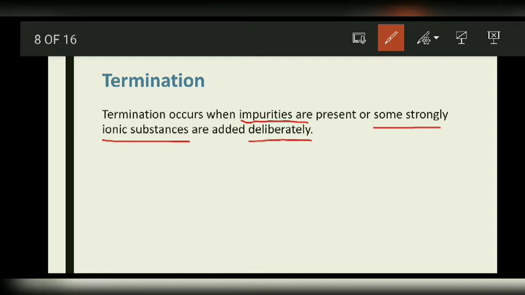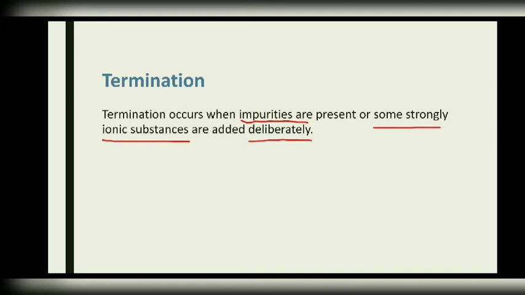Fine. So here in this step, the chain growth will be stopped when the impurities are present in the system. What happens? The chain gets protonated, thereby neutralizing the negative charge. That's all, the termination. So these are the steps involved in the anionic chain polymerization.